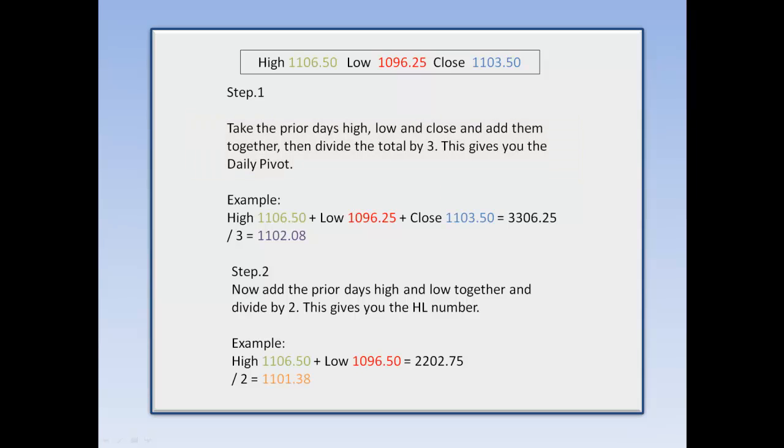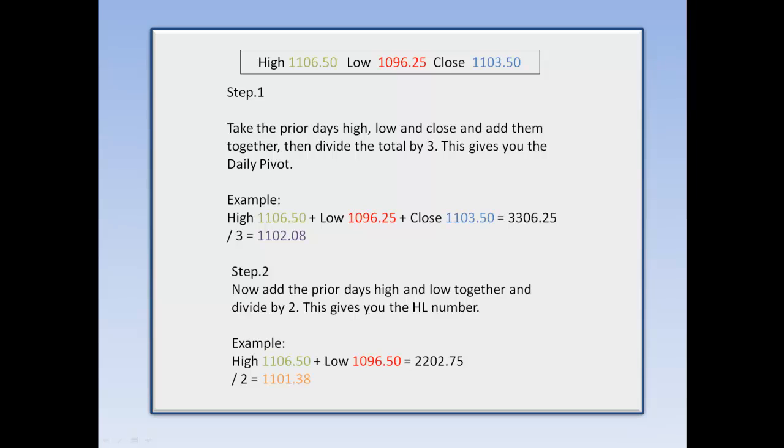Most of you should already know how to do that, and most of you might be familiar with the daily pivot. So that's step 1. We need to find out what the daily pivot is, and you can see here in this example that we've got 1106.50 as the high, 1096.25 as the low, and a 1103.50 as the close. You add those together, you get 3306.25. Divide by 3, you get 1102.08. So your daily pivot is 1102.08.